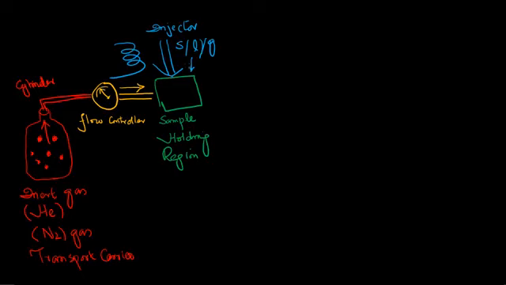So now the sample which is in the form of a gas is mixed with the inert gas molecules. So both of these are mixed up. After mixing in the sample holding region, the inert gas molecules and the sample in the form of gas are transported into a part of the gas chromatograph known as the column.